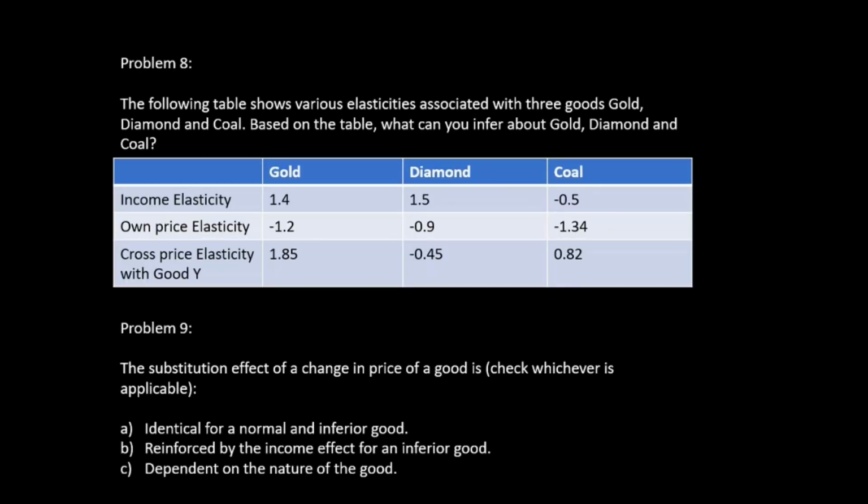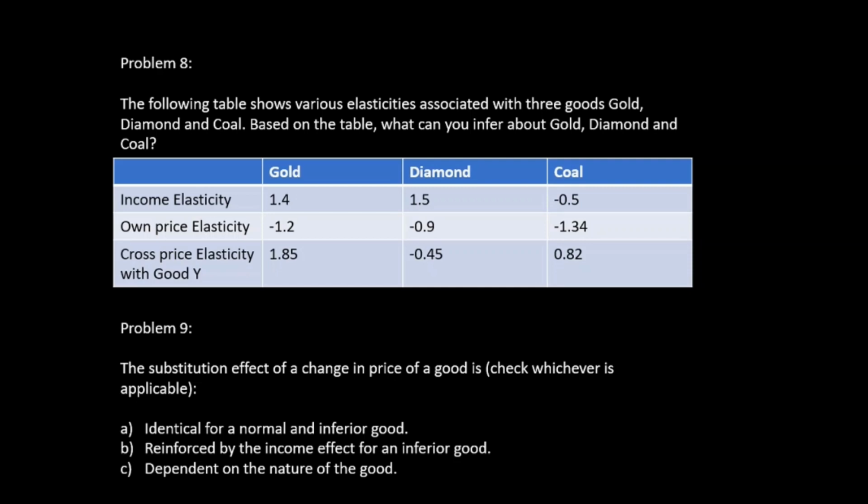Now let's look at this example. So here is a table, and you have different elasticities for 3 different goods: gold, diamond, and coal. Okay, and based on the table, you need to make inferences about all of these 3 goods. Okay, now let's do it one by one. Let's look at income elasticity. So we can see that the income elasticity for gold and diamond is positive, which is 1.4 and 1.5, but it is negative for coal, which is minus 0.5.